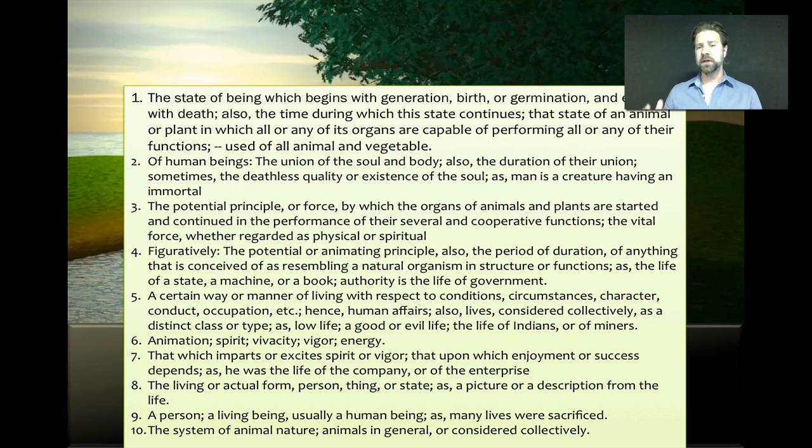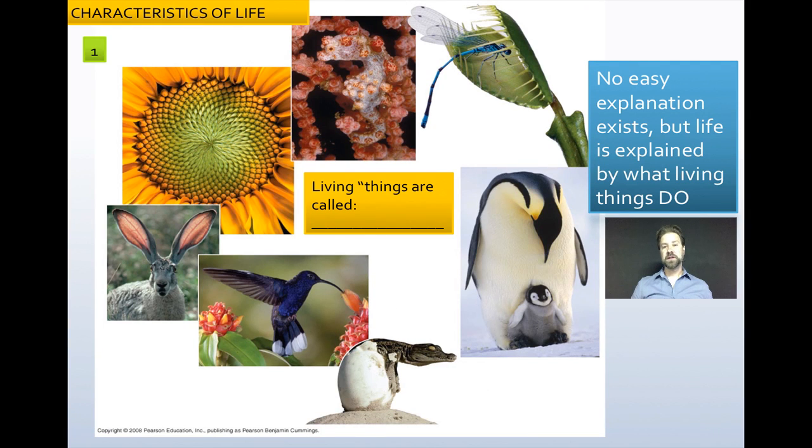Now, as good as the first one is, as much as it matches our purpose, there's some flaws in it. And one of the flaws that I see is the fact that it mentions particularly animal or plant. So what it's saying is, to be alive, something must be an animal or a plant. And if you look through your biology book, you're going to truly find that there are things in your biology book that are alive which would not be considered an animal or plant. And we will delve into that this semester. So then, there's no easy explanation of what exactly life is, but life is explained by what living things do.